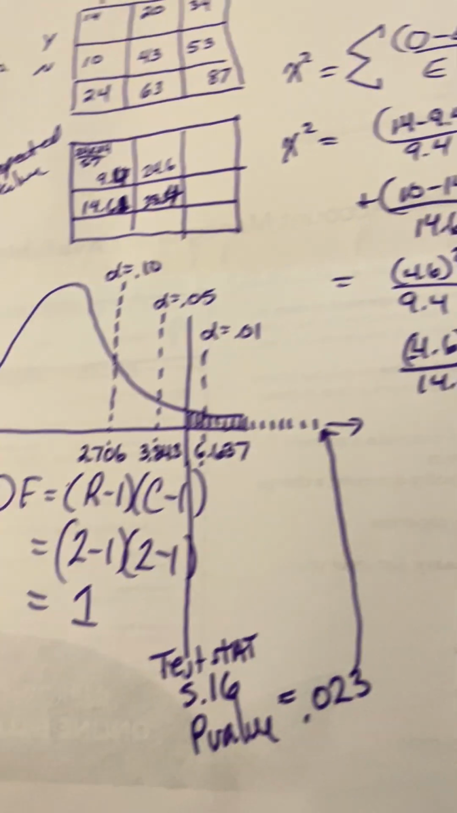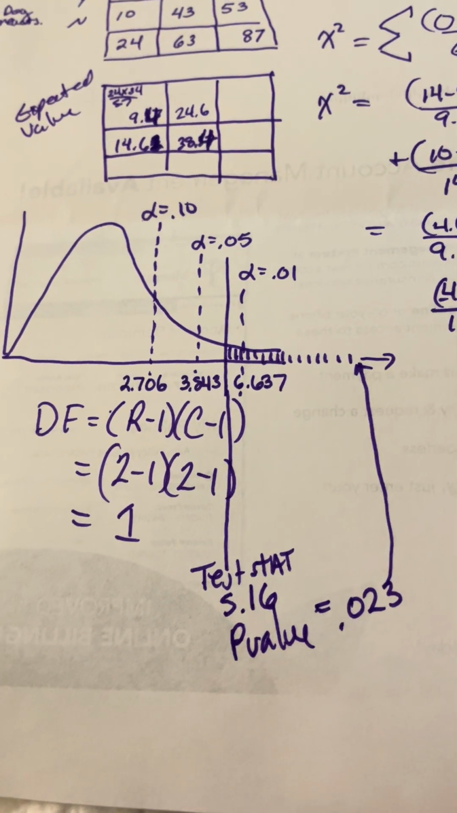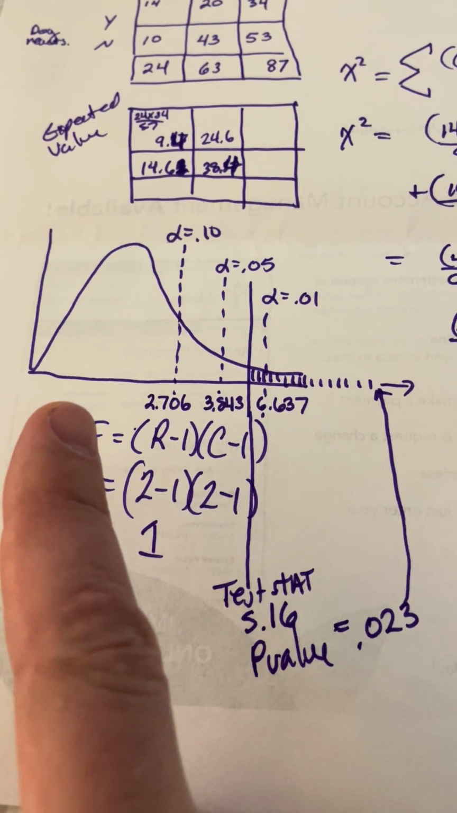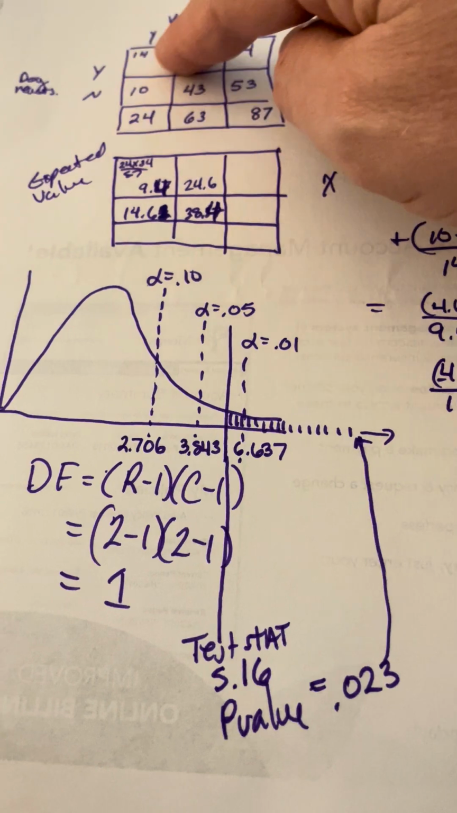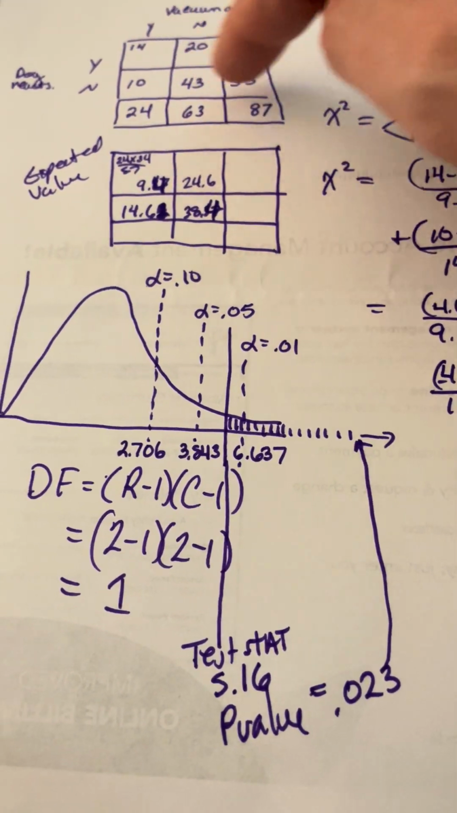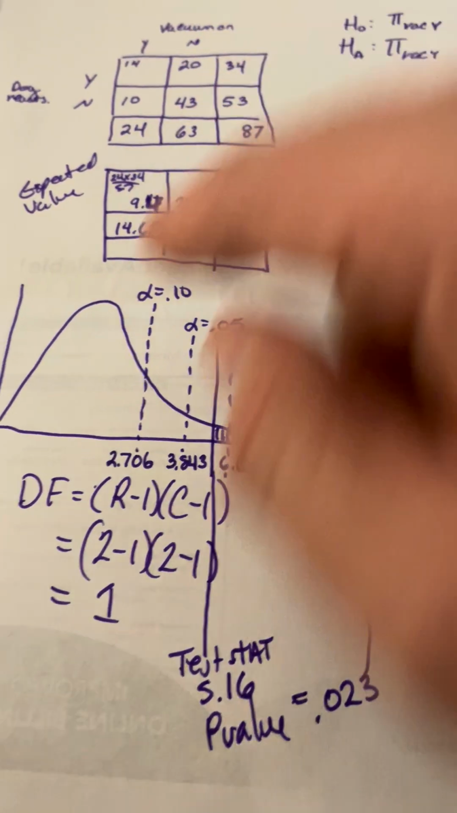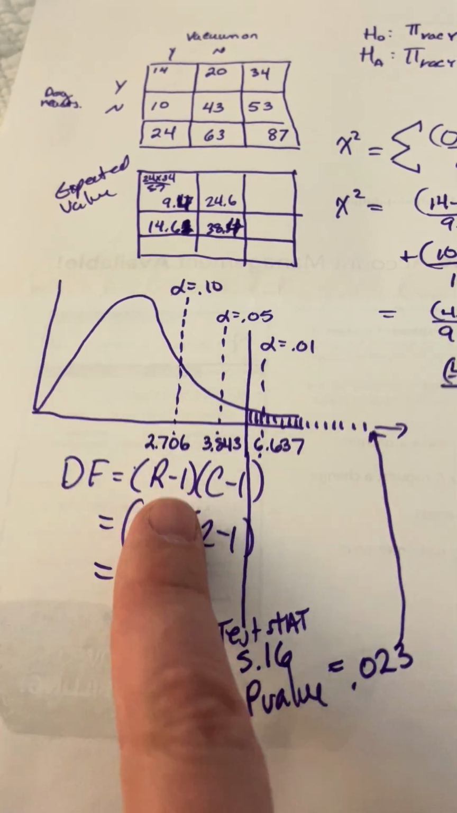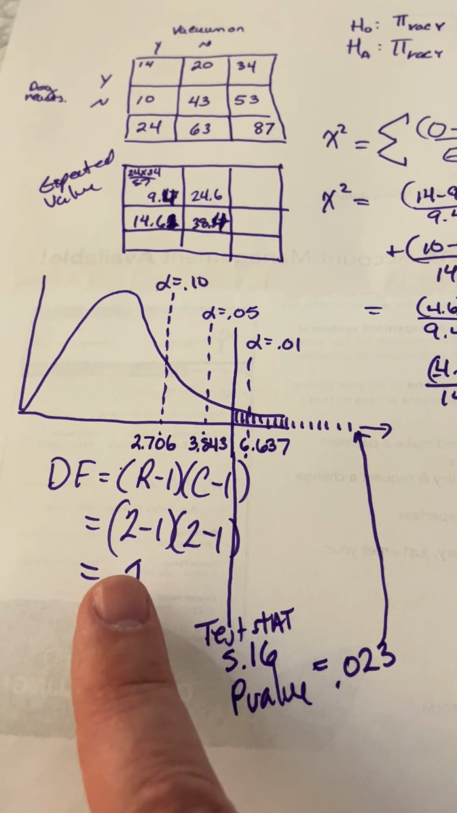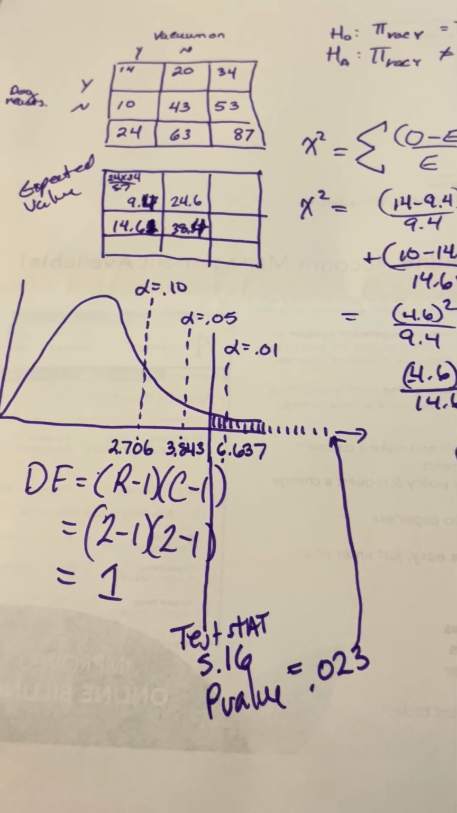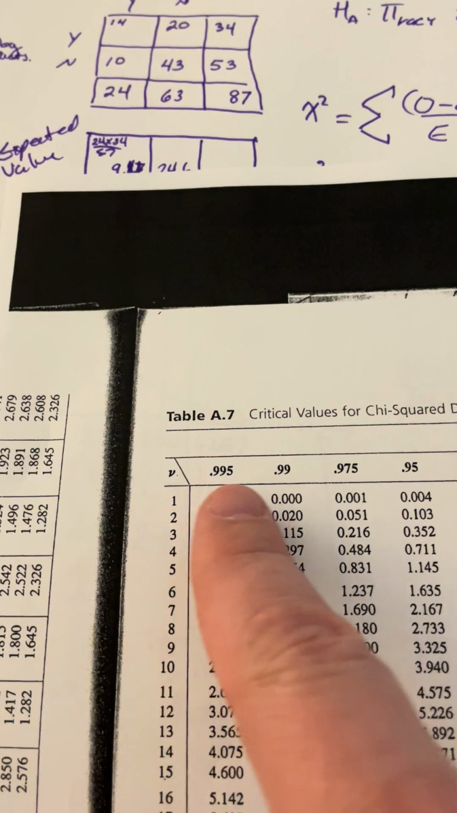So when I do this, from the applet, I actually get 5.16, and I get 0.023. Let me pause for a second. How did I get my degrees of freedom? Well, we look in the center, or in the body of the table, not the totals. And we have 2 rows and we have 2 columns. So the number of rows minus 1, the number of columns minus 1. So we have 2 minus 1 times 2 minus 1. That's where we get our 1 degree of freedom. And on that table, that's where we get our 1 degree of freedom.